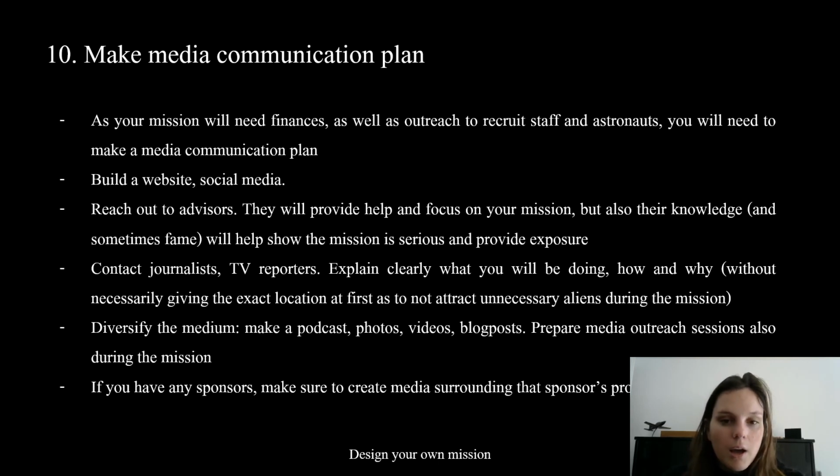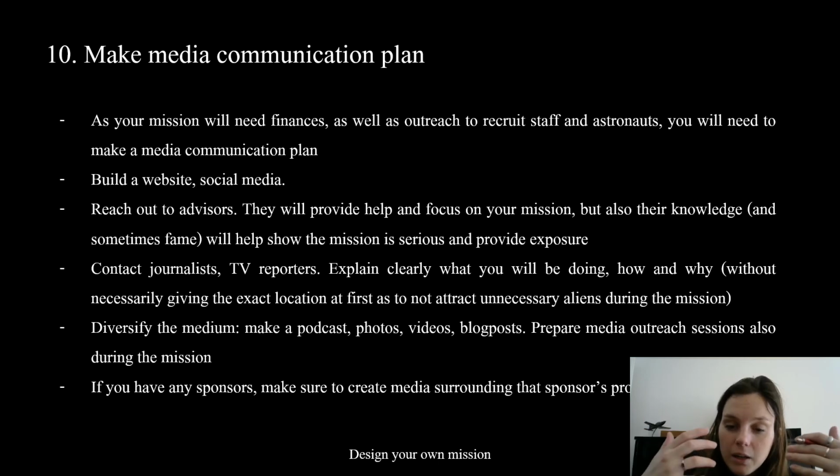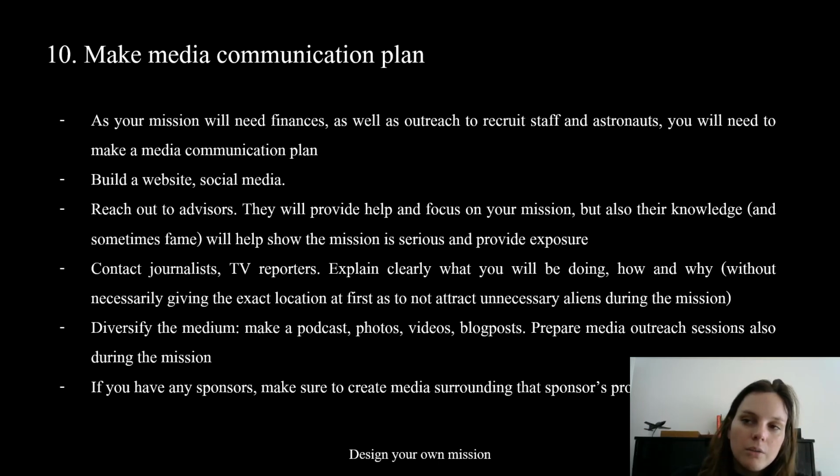Then once you already have your website ready, your social media, you know what you're doing, and you've got some advisors, you contact journalists, TV reporters, you explain clearly what you're doing. A lot of journalists and TV reporters do not understand what analog space missions are. They tend to think, oh, these are astronauts, and you can tell them as many times as you want and they still don't get it. So you're going to have to learn how to do this media outreach.